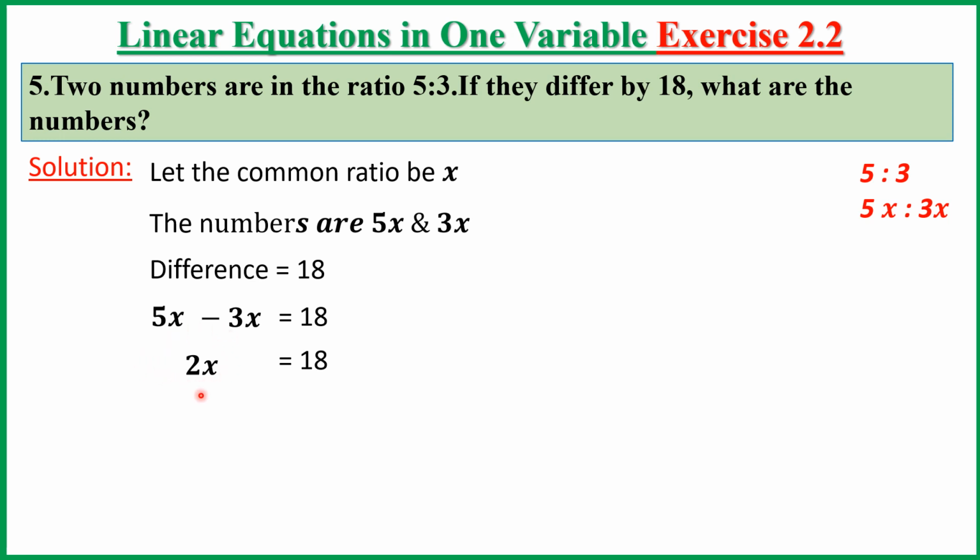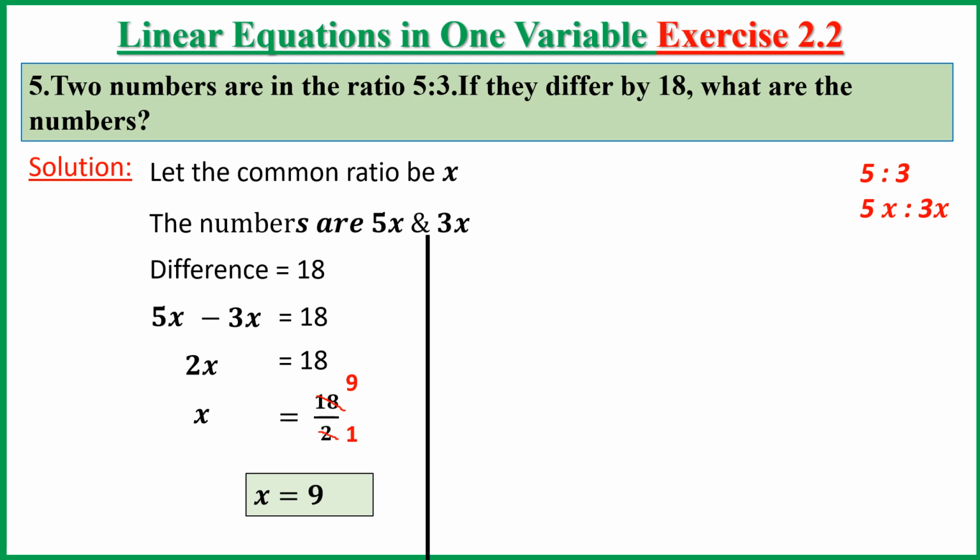Here x is in the multiplication format. So when it's transposing to our right hand side, it becomes division. So x is equal to 18 by 2. Here we can simplify this. This is 1 times and this is 9 times. So our value of x equals 9.